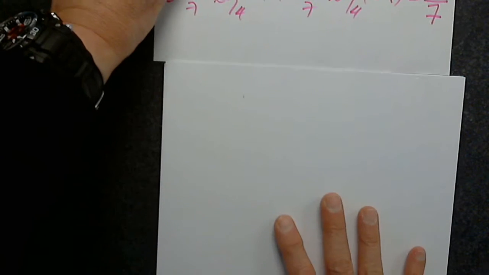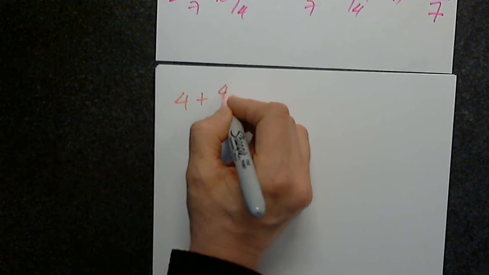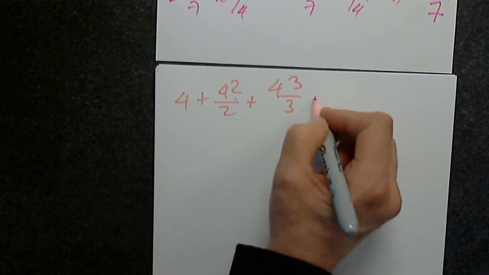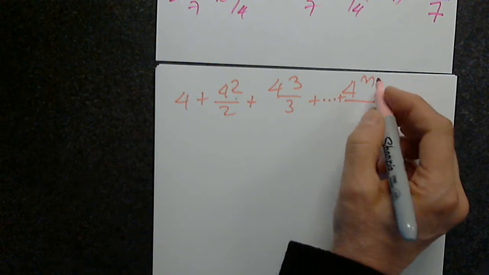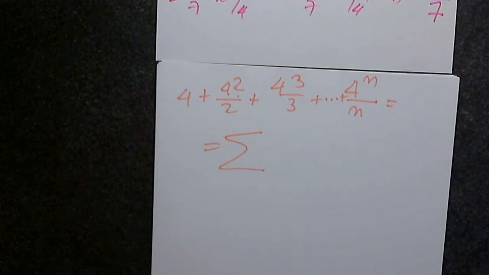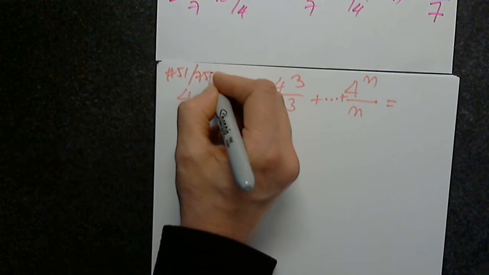So let's take a look at an example like that. On page 753, let's say, I don't know if we did this problem or not, 4 plus 4 squared over 2 plus 4 cubed over 3 plus dot dot dot plus 4 to the n over n. We're asked to write the summation notation. This is 51 on page 753.